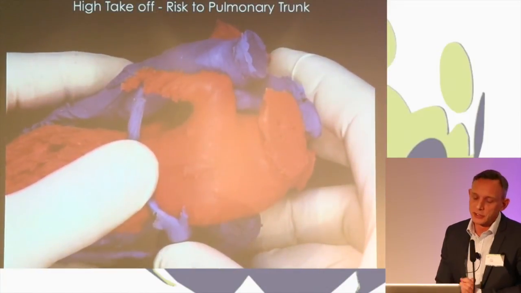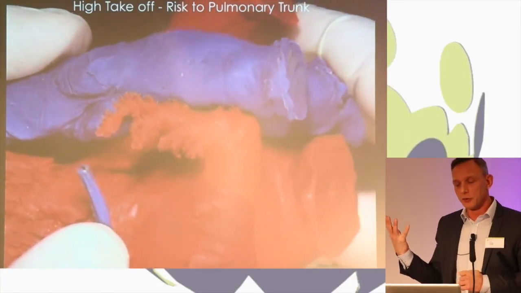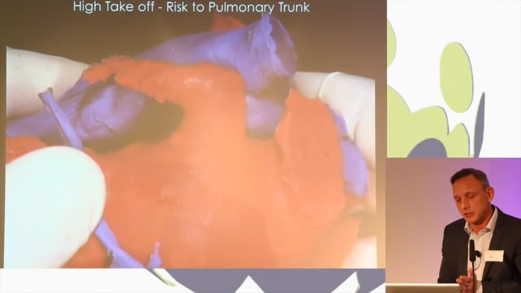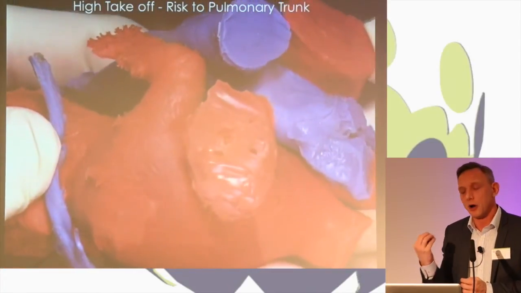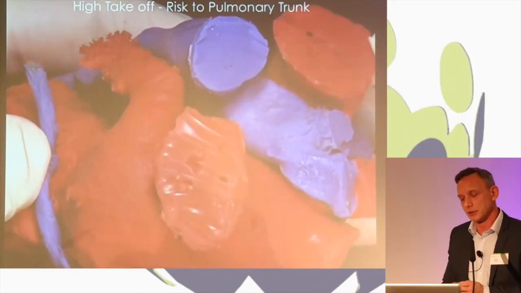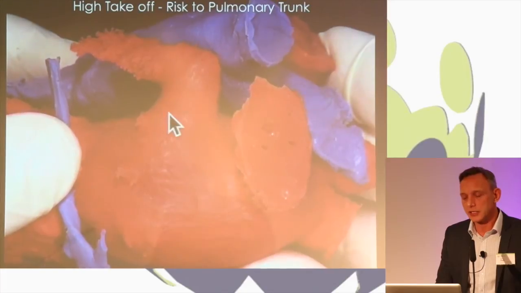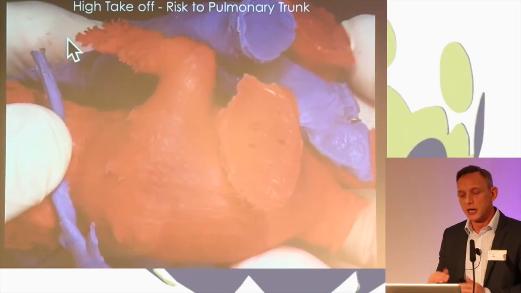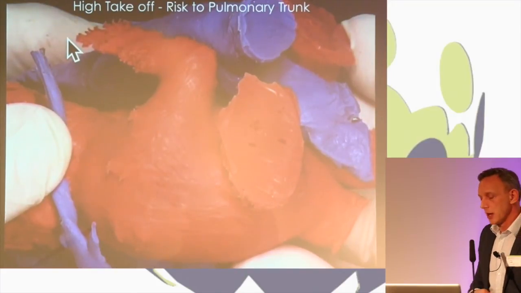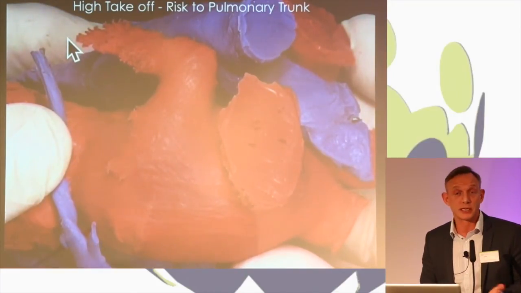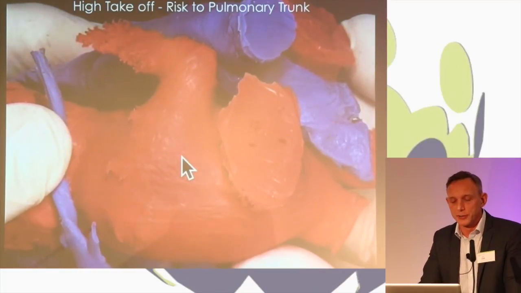Why is that important? Well, certainly high takeoff may be risky for the pulmonary trunk. Here you can see an appendage, perhaps a chicken wing appendage, which is rising at the top of the body of the left atrium. There's a single left pulmonary vein there. And you can see the angle of this appendage really brings it exactly next door to the pulmonary artery. And so there is a risk here of erosion or perforation of the pulmonary artery.